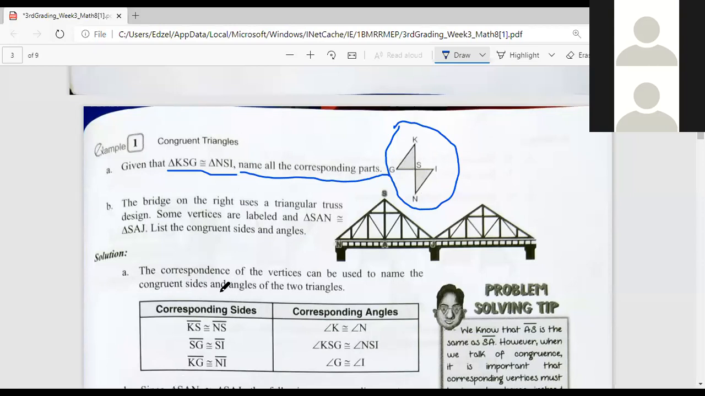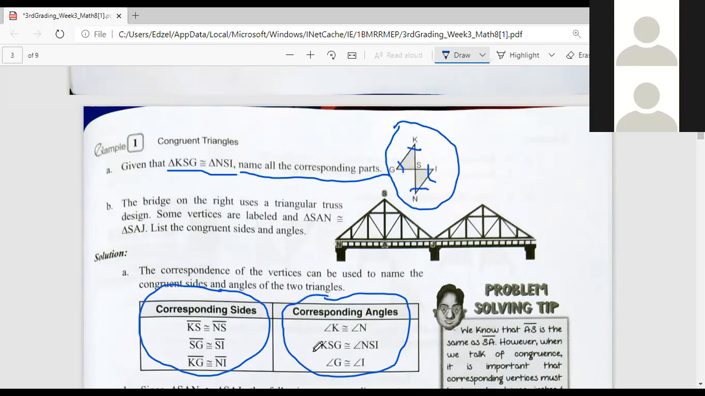What are the corresponding sides here? And now the corresponding angles. Angle K corresponds to angle N, so they are congruent. Here the congruent symbol is shown. And then angle G is also congruent to this angle I, so they are also corresponding angles.